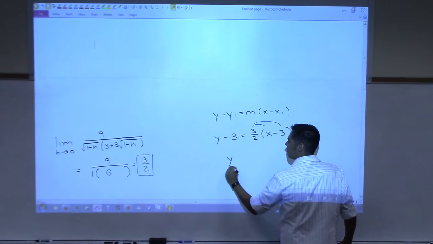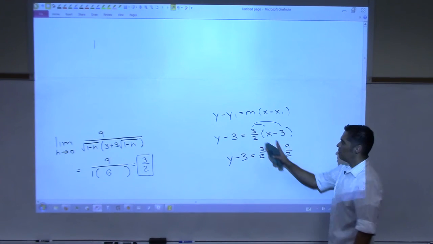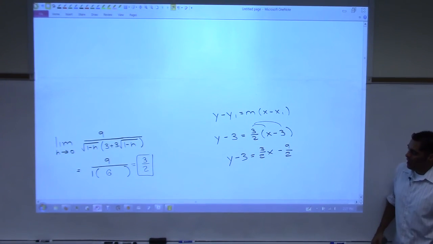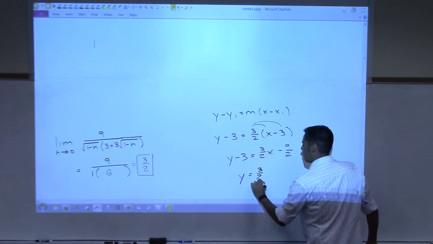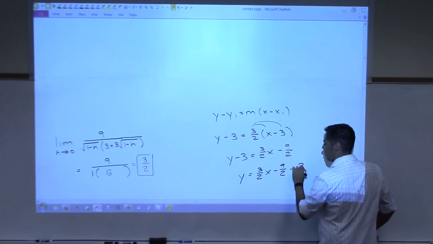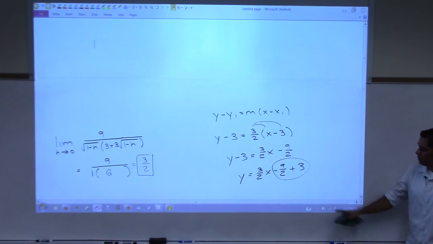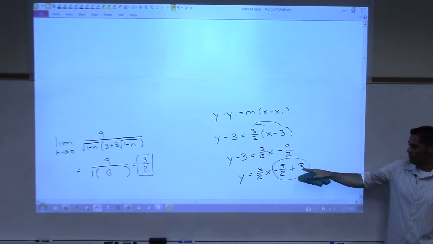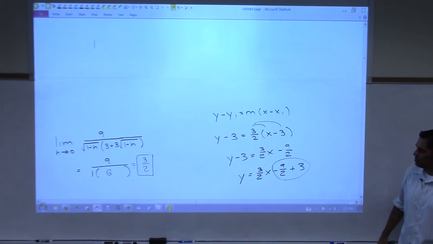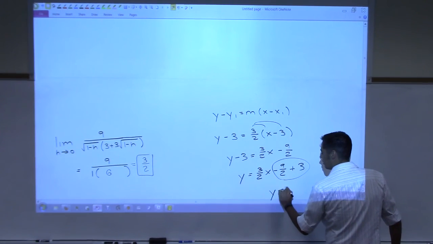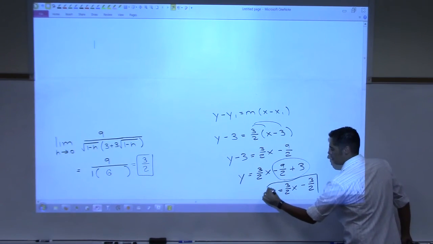Distribute through first. 3 halves x minus 9 halves. So that's our distribution of 3 halves through. And then add 3 to both sides. You have to put those two together. Common denominator. All right, this is 6 over 2. Negative 9 over 2 plus 6 over 2 is negative 3 over 2. So yes, you must be able to add fractions in this class. Minus 3/2. All right, there it is.